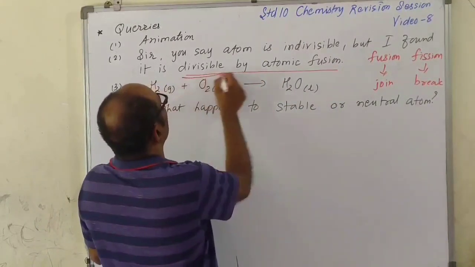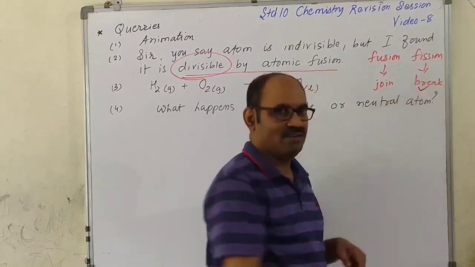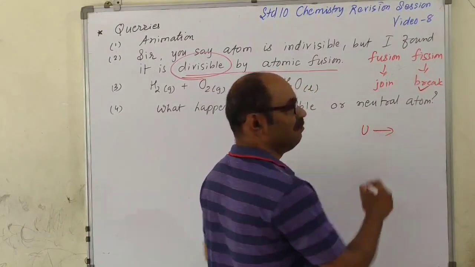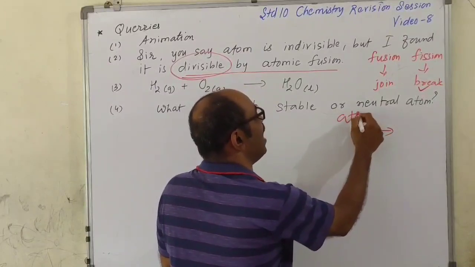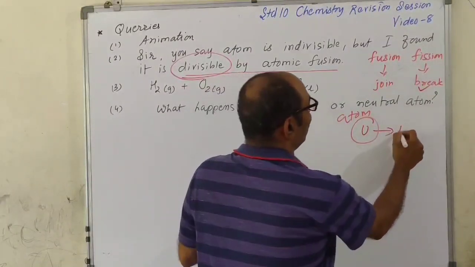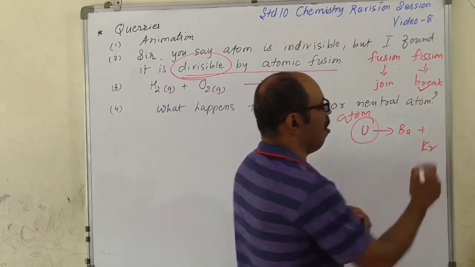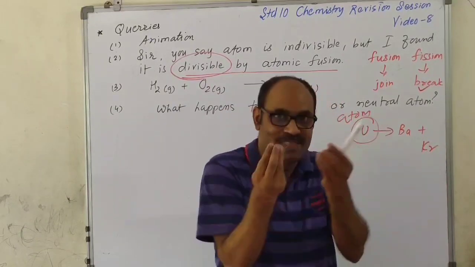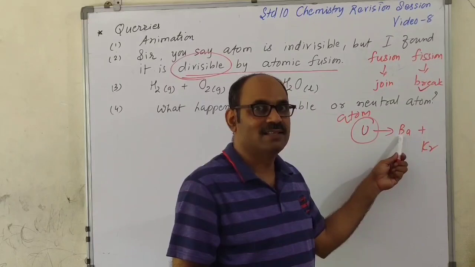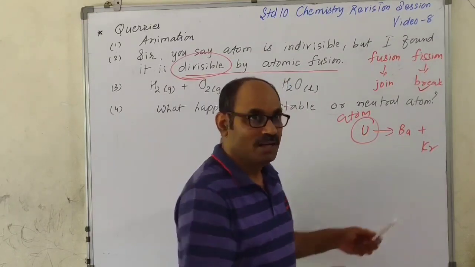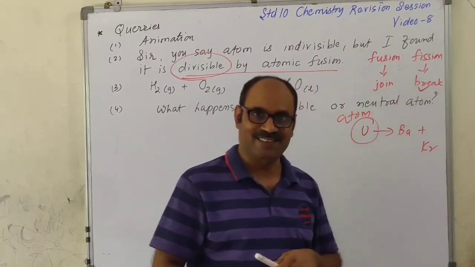Now, if we are talking about divisibility of atom, then should it be fusion or fission? So it should be fission. And let me tell you, I'm talking about the uranium atom. When it splits, when it breaks, when it divides, it gives two smaller parts. One is of barium and the other is krypton. Those two parts of uranium that you get on divisibility of the uranium atom, on splitting of the uranium atom, one part is barium and the other part is krypton. In short, you get two smaller atoms from a larger atom. This is atomic fission. Alright?